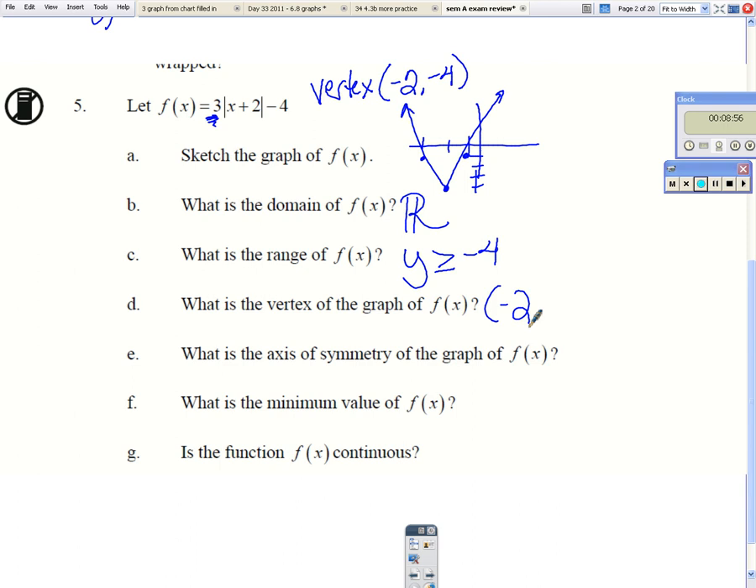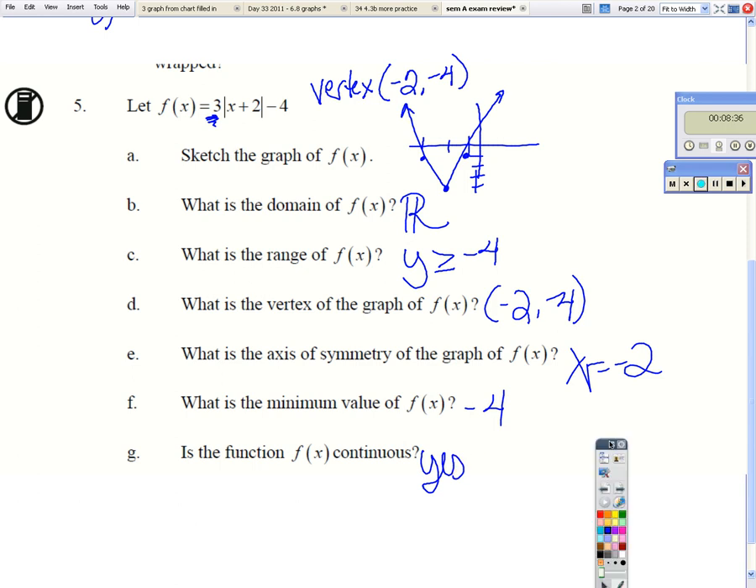The vertex I already have. The axis of symmetry happens at the x-coordinate of the vertex. The minimum value, so the lowest point, is -4. And yes, the function is continuous. There are no breaks or jumps or asymptotes.